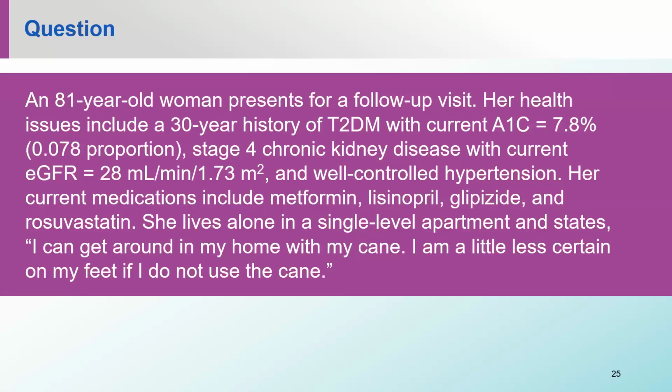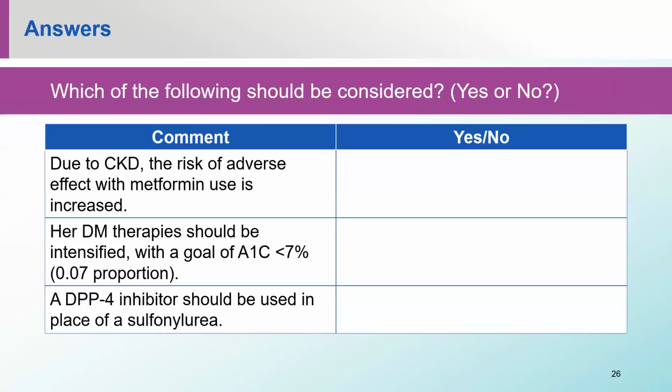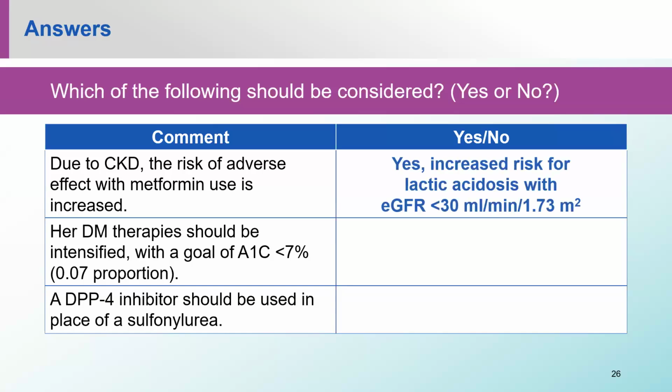So you know what she's telling us? She is telling us, I am one gigantic fall risk. That's what she's telling us. So the last thing you want to do is make her hypoglycemic. So which of the following should be considered, yes or no? Due to CKD, the risk of adverse effects with metformin use is increased. And this is a yes, because her GFR is down below 30, and I would discontinue it.